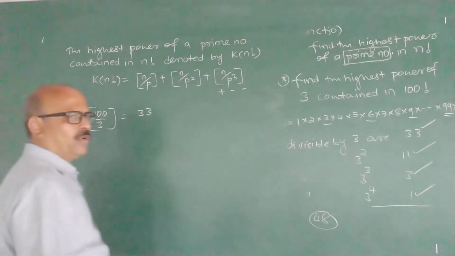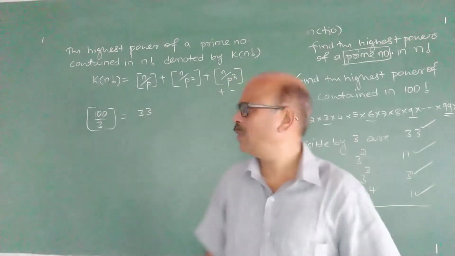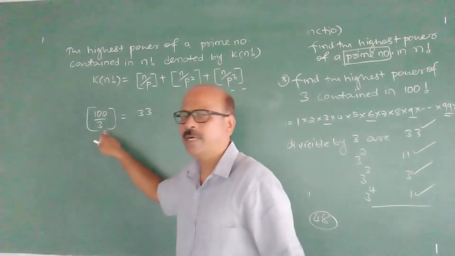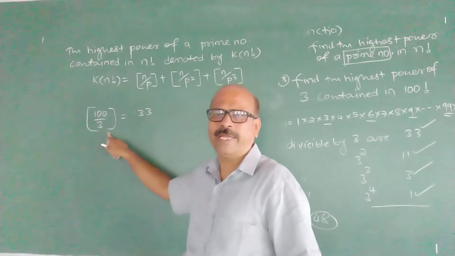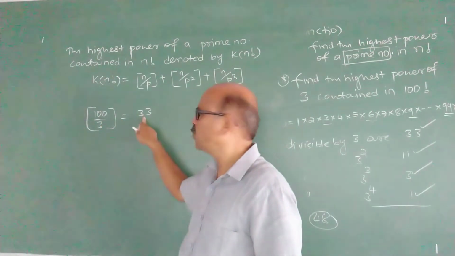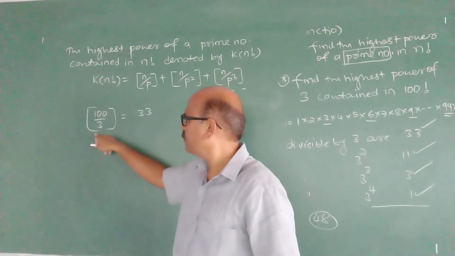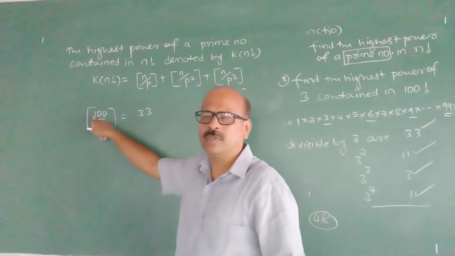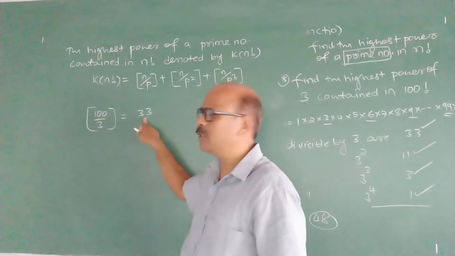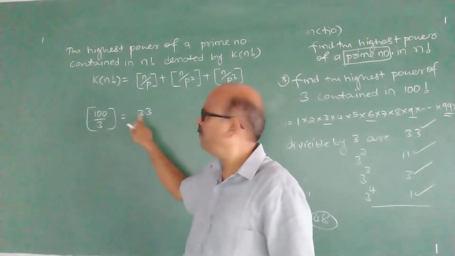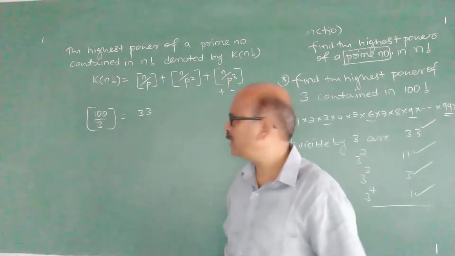Because what is the greatest integer function of b by a? I explained in the note, in the beginning, that b by a is the quotient. The greatest integer function of b by a is the quotient when b is divided by a. So it is 33.